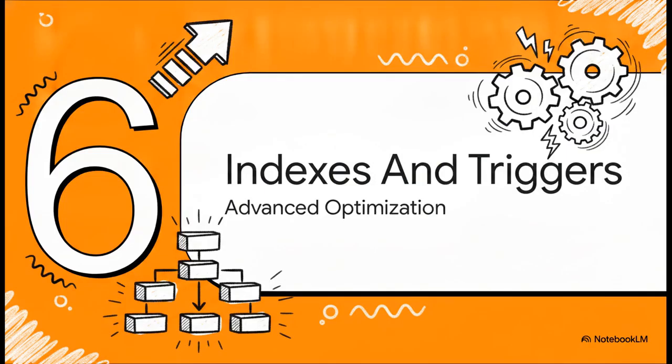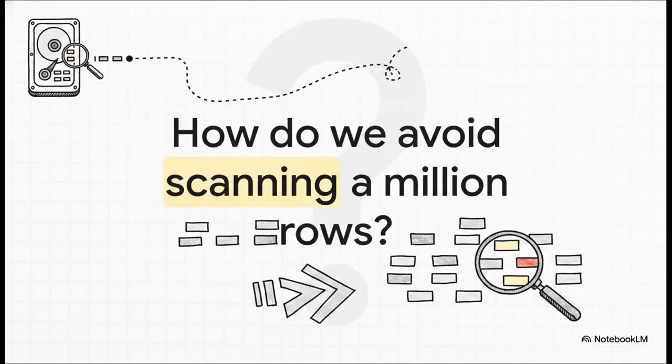Section 6. Indexes and Triggers. Advanced Optimization. Once your application hits enterprise scale, mere correctness just isn't enough. We need immense speed and deep automation. This brings us to a critical performance problem. How do we avoid scanning a million rows? See, if you ask a database to find a specific task, its default brute force method is a sequential scan. It literally starts at the very beginning of your hard drive and checks every single row one by one until it finds a match. On a massive, production-scale database, that is disastrously, unacceptably slow.